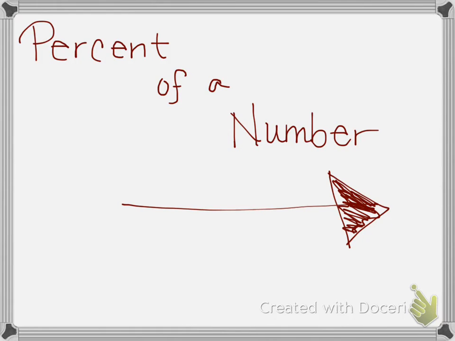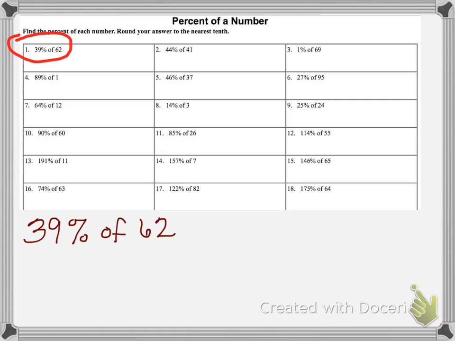Alright, so some of you have been having a little trouble with percent of a number. So I'm going to do a few examples just to refresh your memory on how you find percent of a number. I have a few problems here. I'm just going to choose about 3 of them, just so that you can get an understanding of percent of a number. The first one will be 39% of 62.